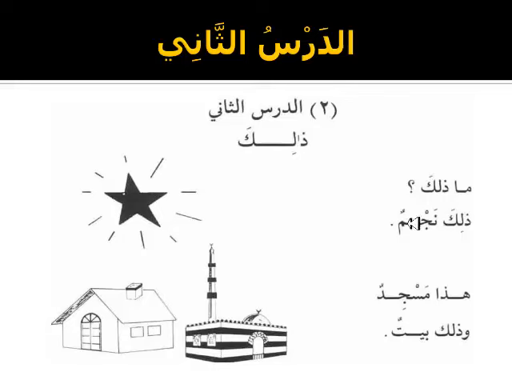Now, notice the answer here. You can pronounce this in two ways. But when you're learning, what's important is you need to understand the ending of the words is to use the long form. So in this case, we will say, dhalika najmun. Now you can also say, in normal speaking, dhalika najm.